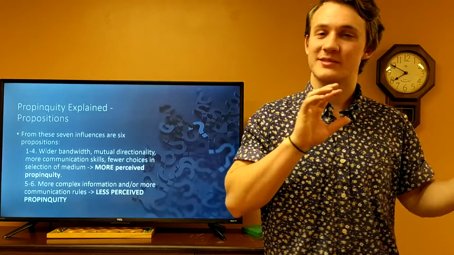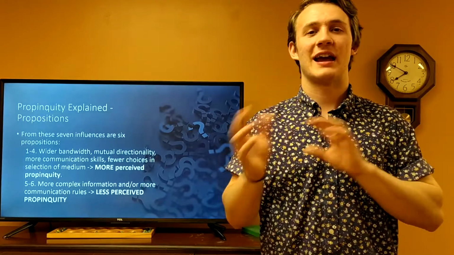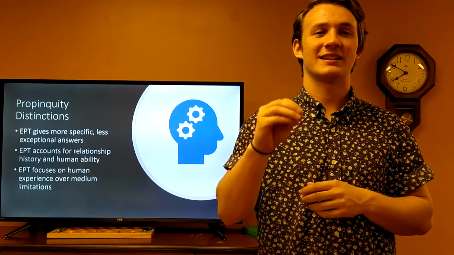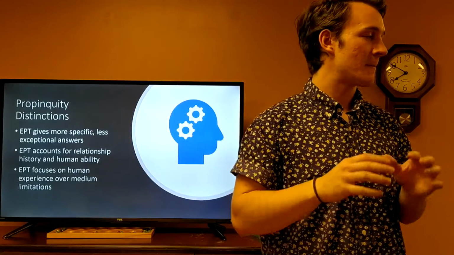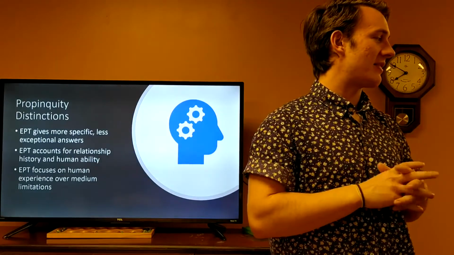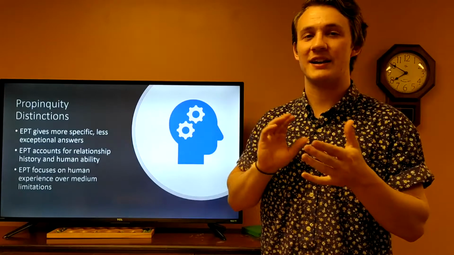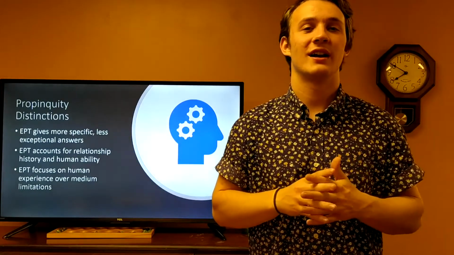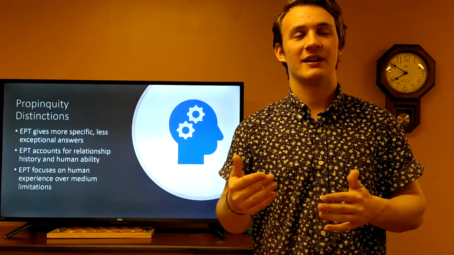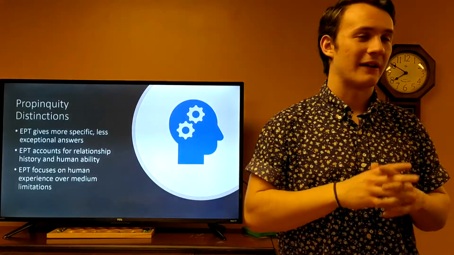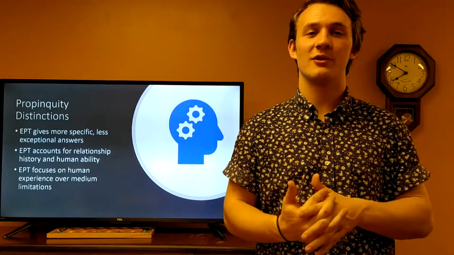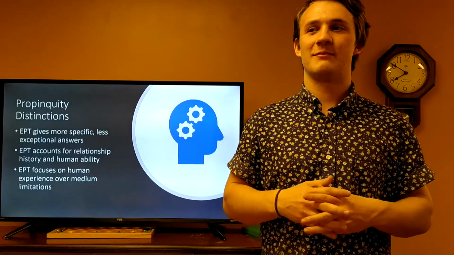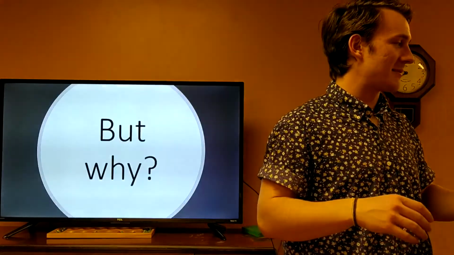And so now we're going to talk about some distinctions between electronic propinquity theory and media richness theory. EPT gives us more specific and less exceptional or prone to exception answers to a given scenario. And then EPT also accounts for relationship history and human ability as it makes its evaluations, which can change a lot of expected outcomes given a certain scenario or circumstance. And finally, EPT focuses on human experience over medium limitations, which can make it a more natural and more human-centric theory. And so you might be asking, but why?